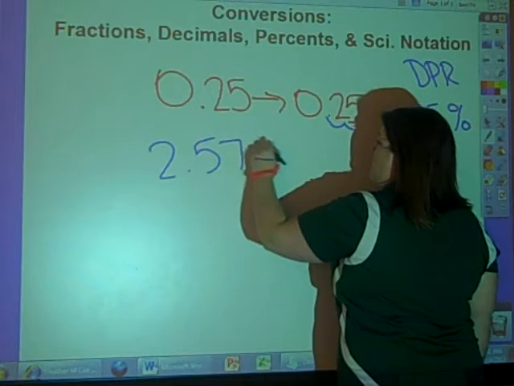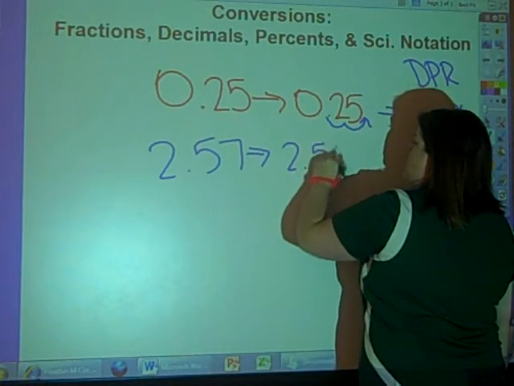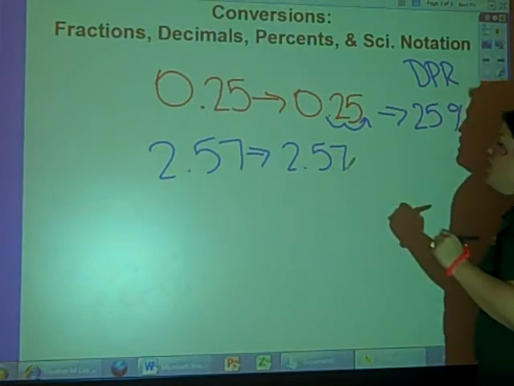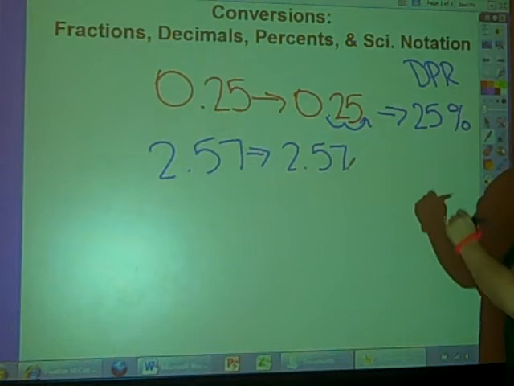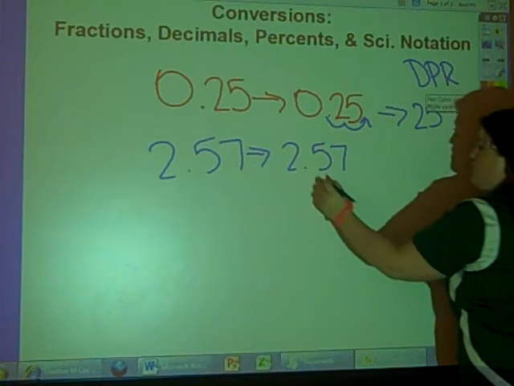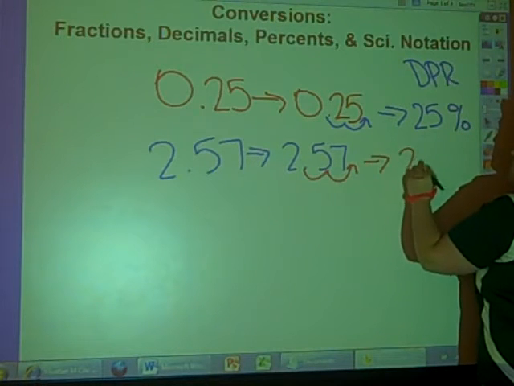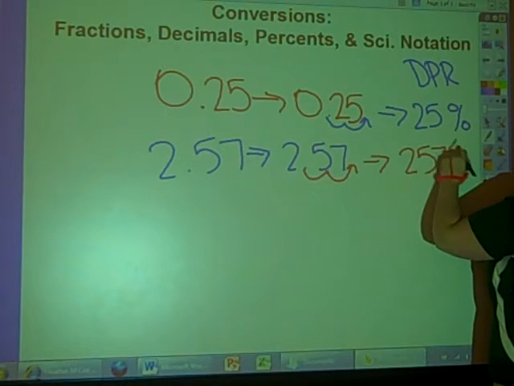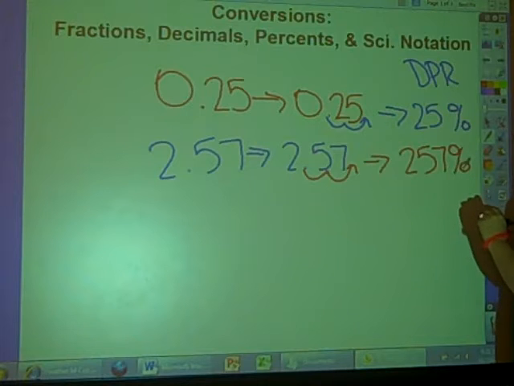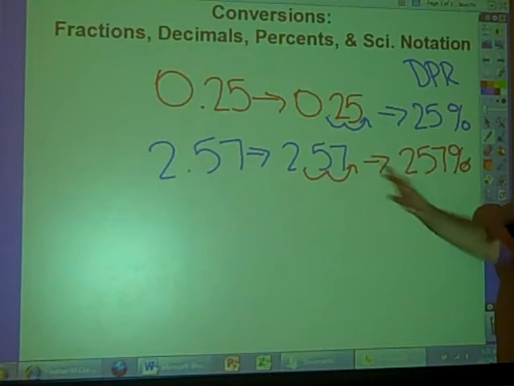So let's look at 2.57. Our first step is to just rewrite it so we can show all of our work. And we need to move our decimal 2 times to the right. 1, 2. So that's actually 257%. And yes, it's more than 1, but that's because we started off with a whole number, so that's okay.